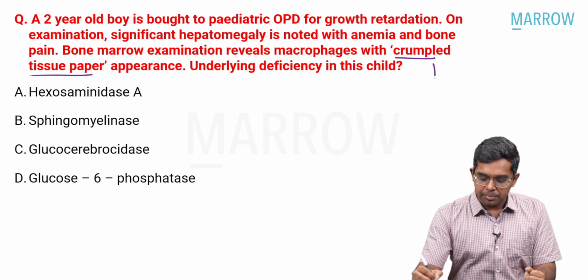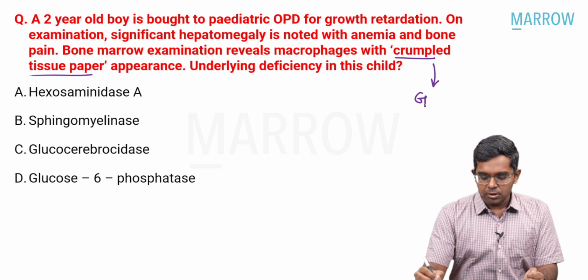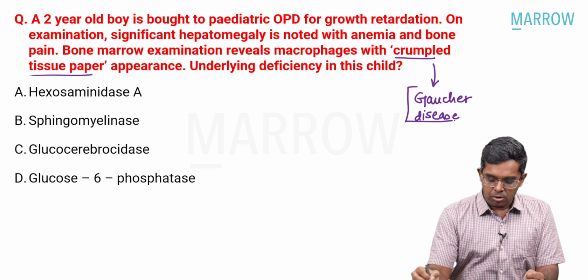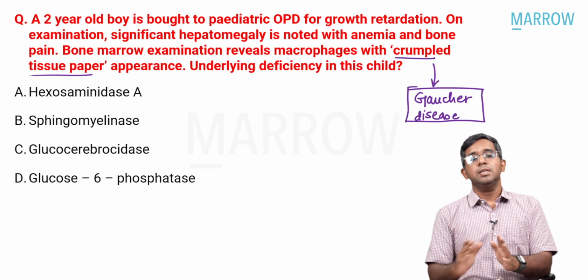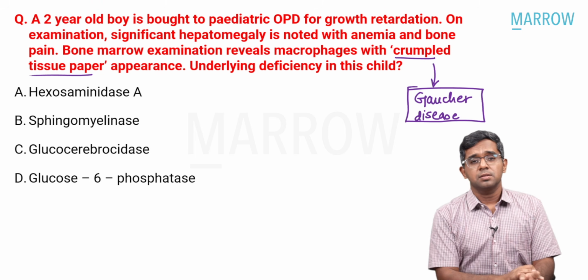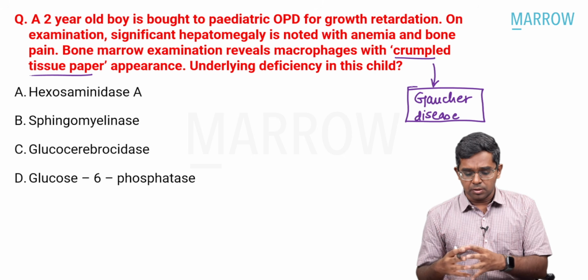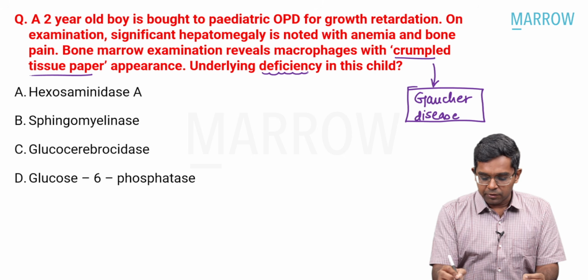This crumpled tissue paper appearance of the cells is called Gaucher's cells, and the disease is called Gaucher disease. This is what you have to remember. It is called Gaucher's disease. Okay, that would be the diagnosis in this particular question. The question is not asking about the diagnosis, but is asking the underlying enzyme deficiency in this child.